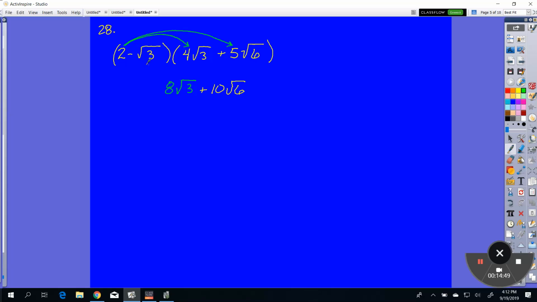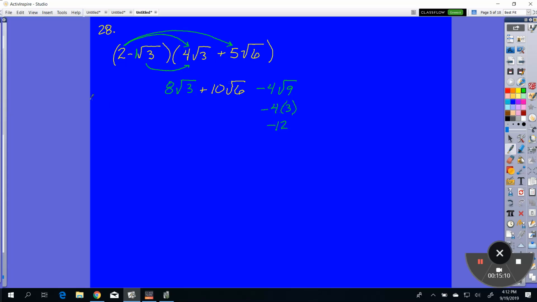So now I need to take the negative square roots of 3 times 4 square roots of 3. So even though we don't write it, there's an understood 1 out here. So negative 1 times 4 is negative 4. And the square root of 3 times the square root of 3 is the square root of 9. And the square root of 9 is just 3. So it's really negative 4 times 3, which is negative 12.